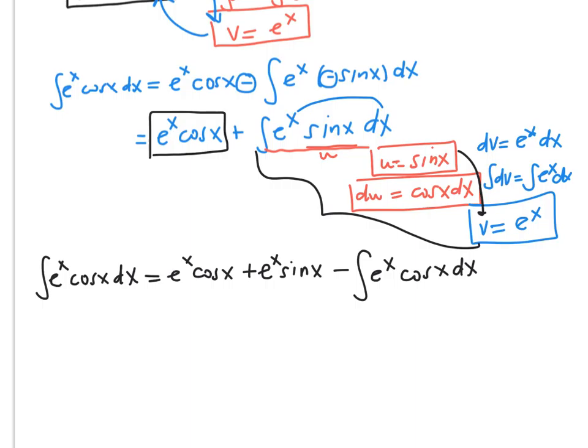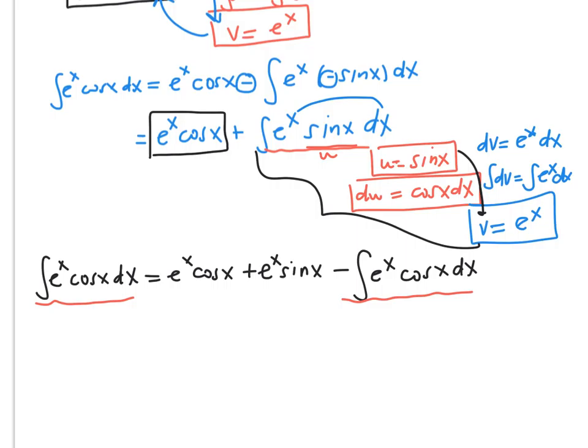Okay, so here's the issue. It feels like we're kind of going in circles, and we kind of sort of are, but notice that what we have here on the right-hand side is a match with what we have here on the left-hand side. We kind of got back to the original. So in the process of doing this, we've created like terms.